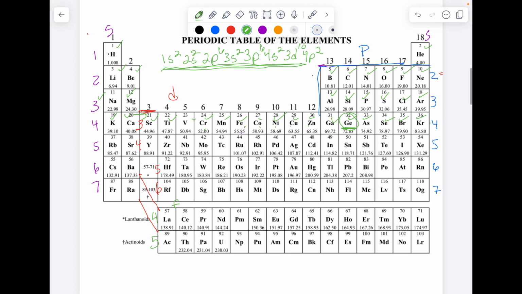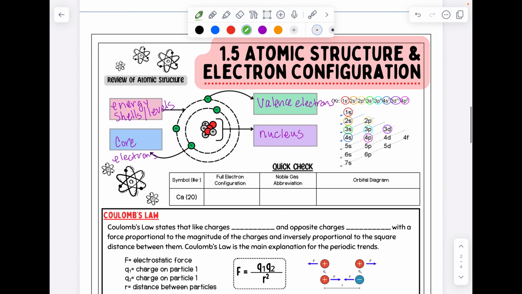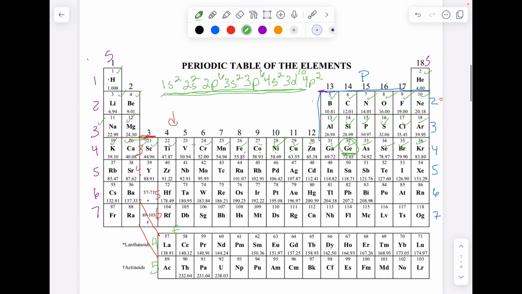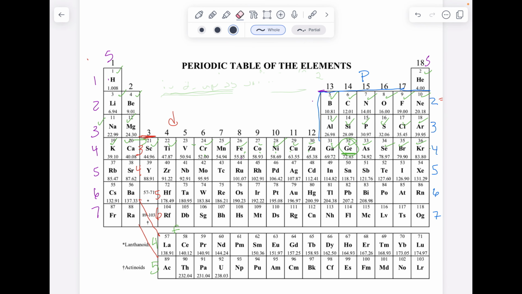Okay, so let's practice another one. We have calcium, which is 20. And so if I go to calcium, I'm going to erase all these things, all these check marks. And calcium is right here. So again, you're going to see it's the same electron configuration as before. I'm just going to stop earlier because calcium has fewer electrons than krypton.